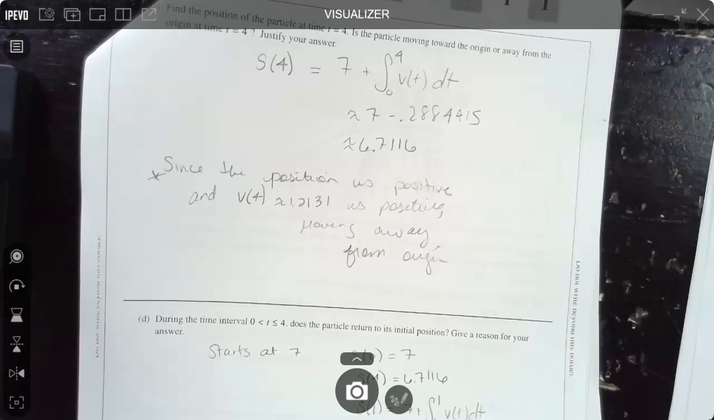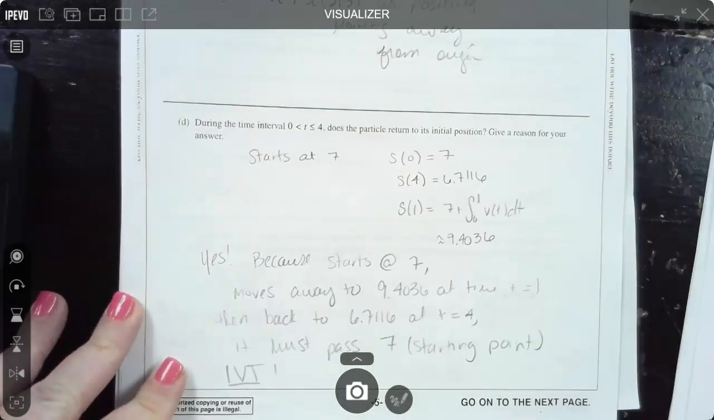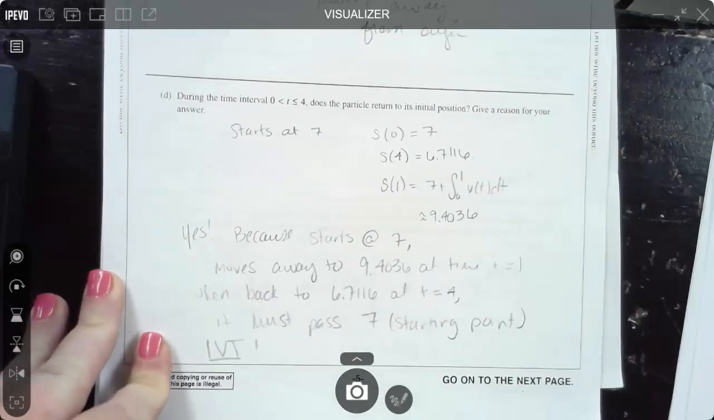All right, part D. This was a tough test. No one was talking, right. All right, during the time interval from 0 to 4, does the particle return to its initial position? Y'all had a lot of stuff on here for this one. I'm not sure that it was the same stuff, but you had a lot anyway.